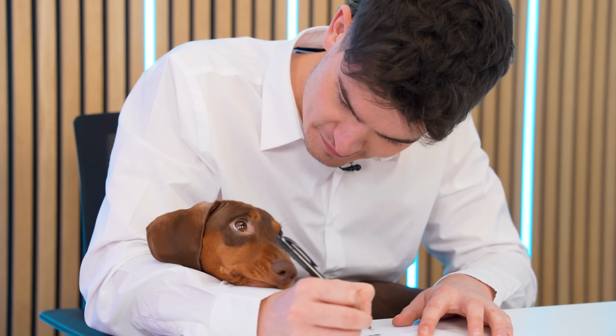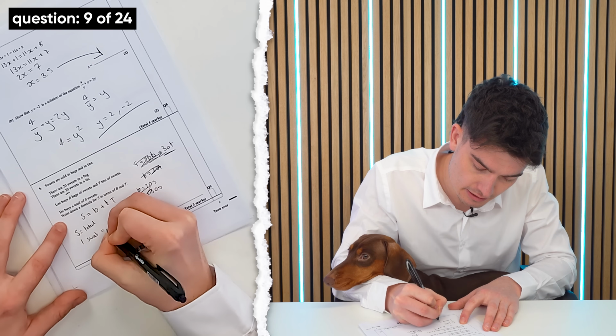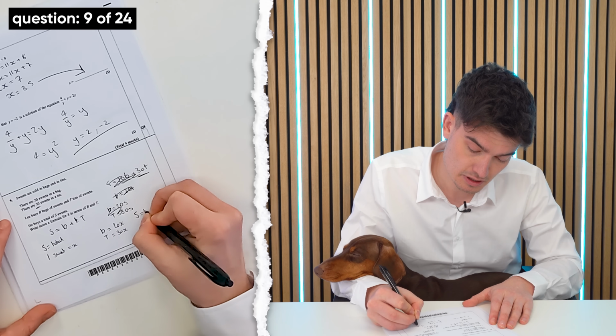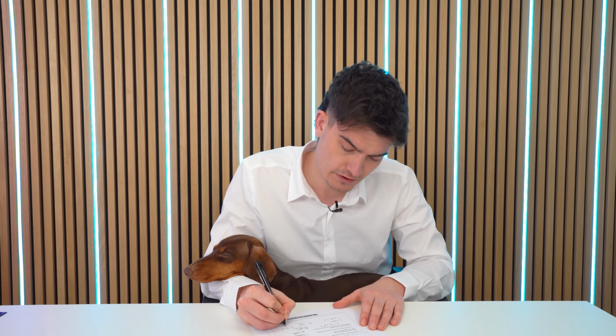Are we good, brother? Are we good? 1 sweet equals X. Big S equals B plus T equals 50X?